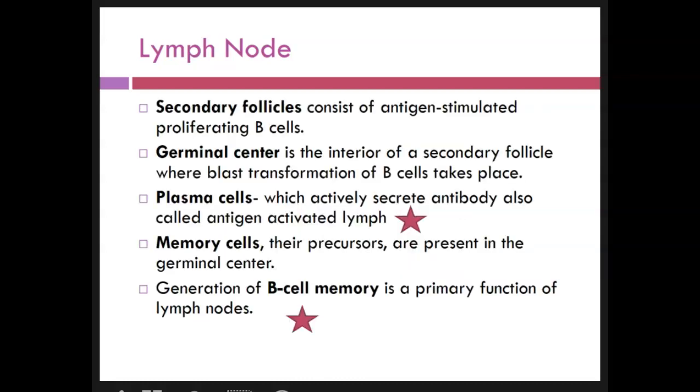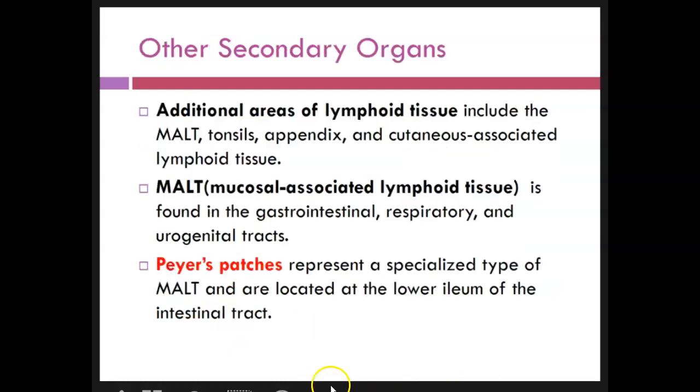The secondary follicles consist of the antigen-stimulated proliferating B cells. The germinal center is the interior of a secondary follicle where blast transformation of B cells takes place. Plasma cells actively secrete antibody. They're also called antigen-activated lymphocytes. That makes sense, right? They are making antibodies because they were activated by an antigen to do so. Memory cells are present in the germinal center of the lymph nodes, and this is where we get our B cell memory generated in our lymph node.